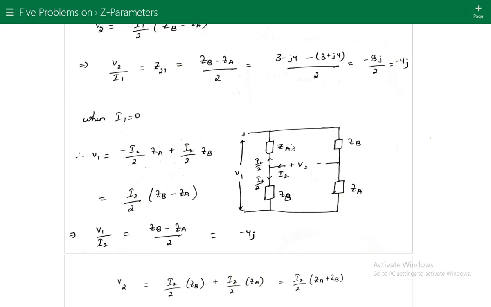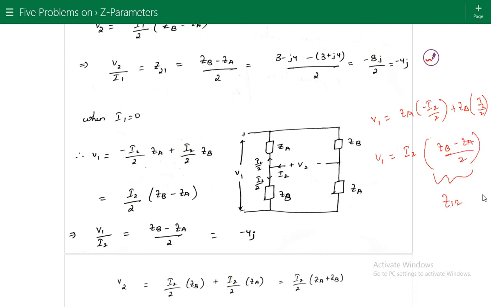V1 is the voltage drop across ZA and ZB. What is the voltage drop across ZA? V1 equals ZA into minus I2 by 2, plus ZB into I2 by 2. So what can I write? V1 equals I2 into (ZB minus ZA) by 2. What is this value? This value is Z12.